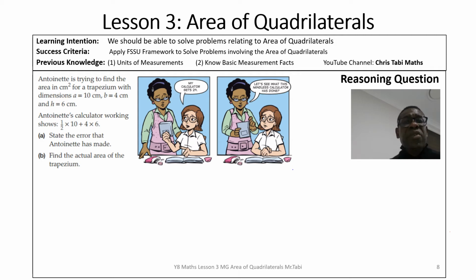Antoinette is trying to find the area in square centimeters for a trapezium with the various dimensions. A equals 10 centimeters, B equals 4, and H equals that. So those are the things which are given to us. Antoinette's calculator working shows that. So A, state the error she has made. Well, the error is simply brackets.